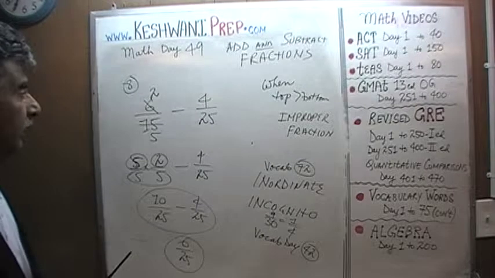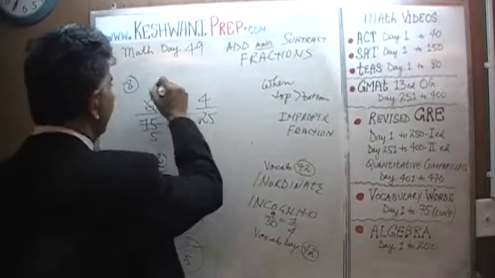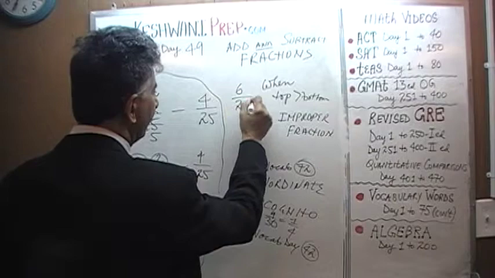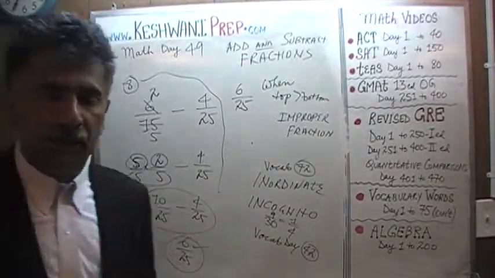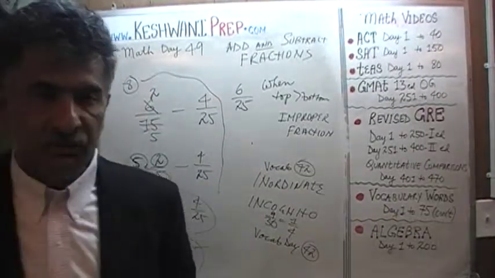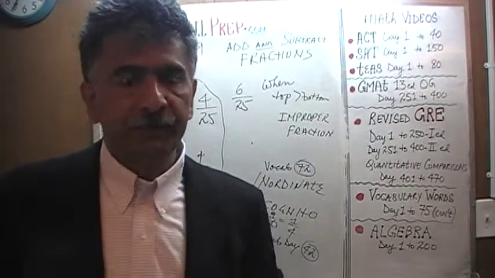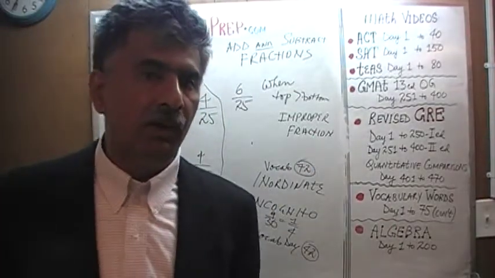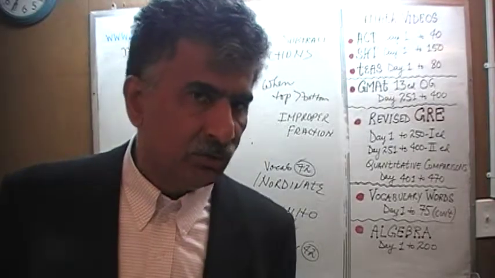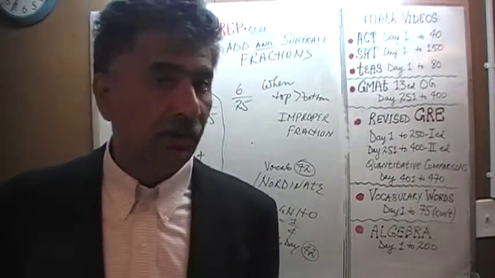Now what we're going to learn in tomorrow's video is if we are given a fraction like this, 6 over 25, and if we were asked, what percentage is that, exactly what is the percentage form of 6 over 25, will you be able to do that? That's what we're going to learn tomorrow. We're going to learn how to convert a given fraction into either its exact percentage or an approximate percentage. We'll learn that tomorrow.